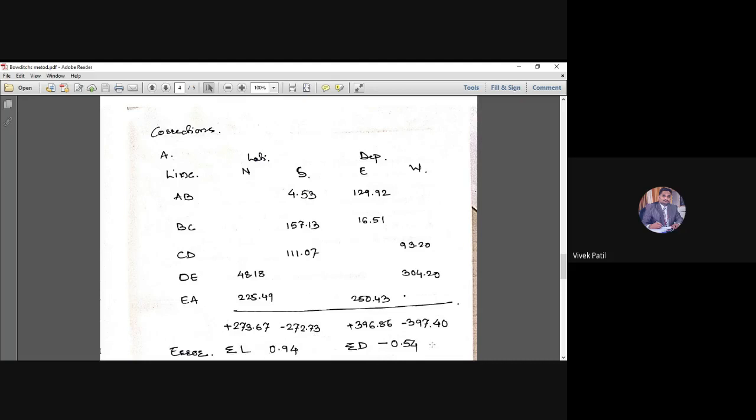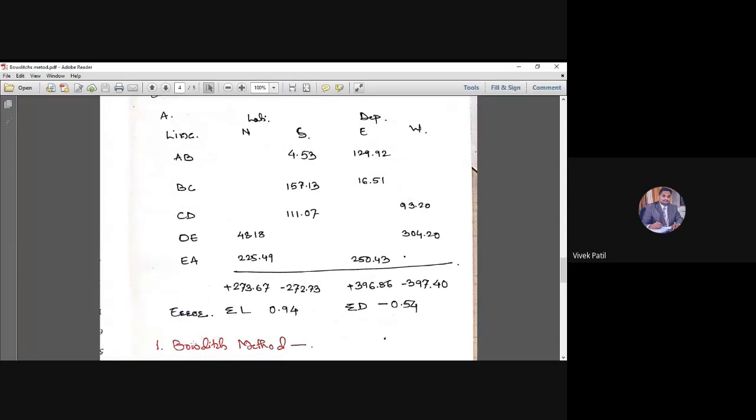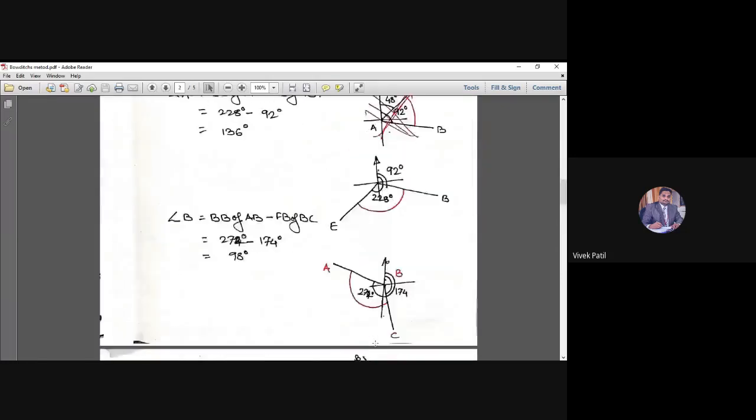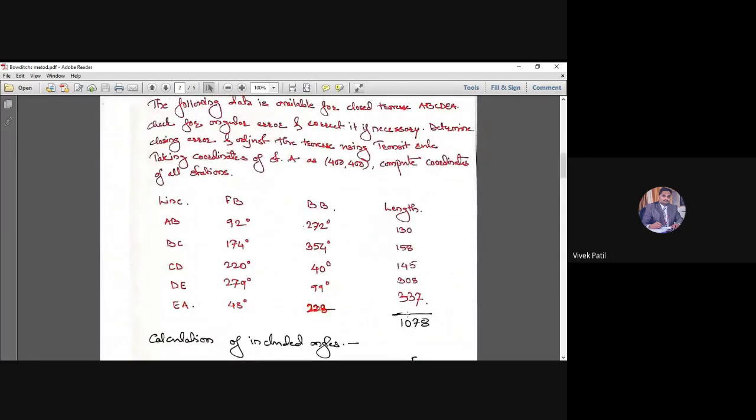But here we are interested in balancing, so let us apply Bowditch's rule first, then we'll go for the transit rule. Put the formula: summation L into L divided by summation L. 0.94 is the latitude. First we apply it for the line AB. Length of line AB is 130 and the summation is 1078.